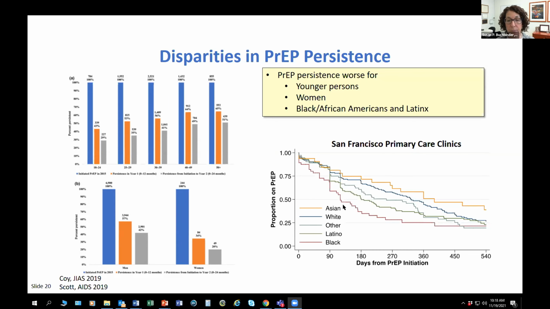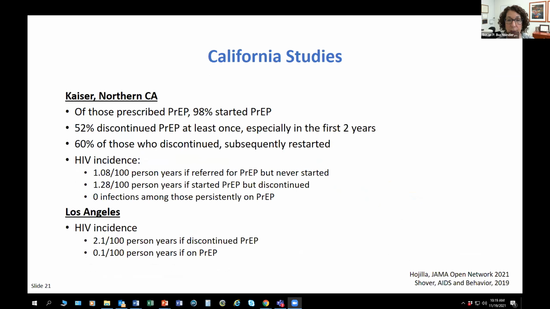And if you look at men on the left versus women on the right, we have a more precipitous drop-off in women. And here are some data that Hyman Scott showed you earlier about the San Francisco primary care clinics. And you can see that we have more substantial and rapid drop-off for Black African Americans and Latinx groups than we do for the other racial and ethnic groups. And this is despite a median of only 8 months of PrEP overall. So we again have the possibility that if we don't deal with PrEP persistence, that will exacerbate these racial and ethnic disparities in new infections.